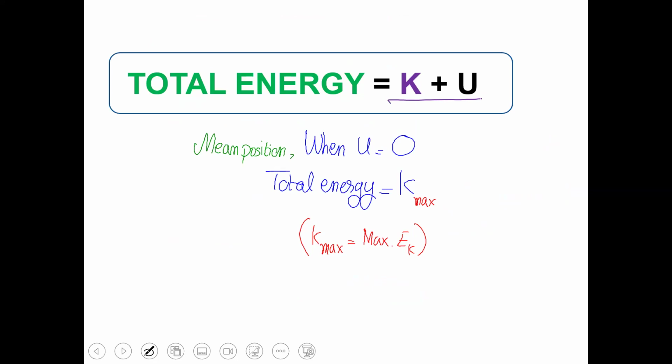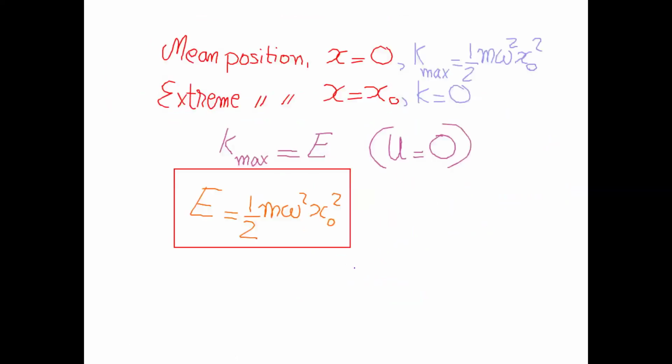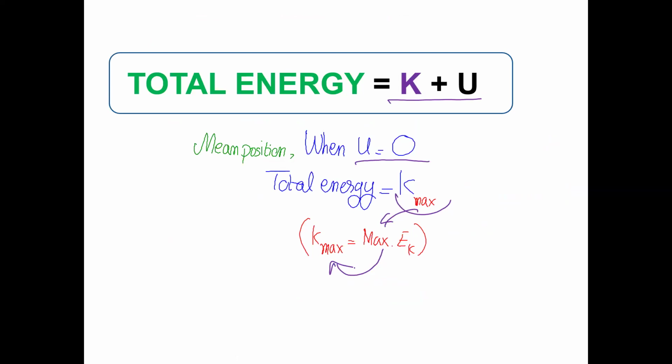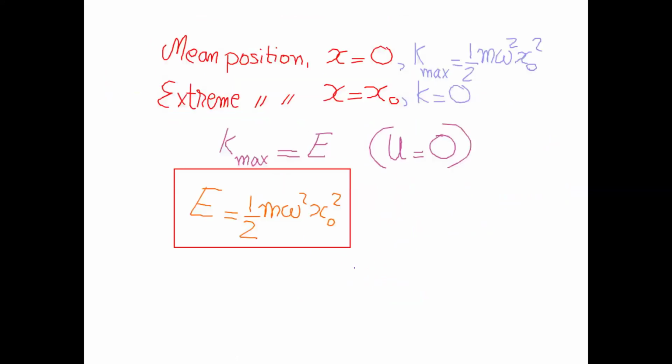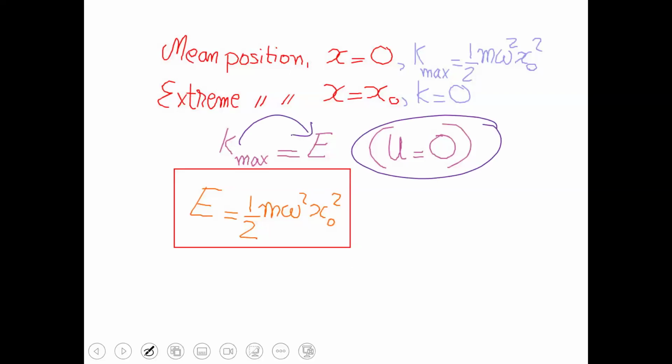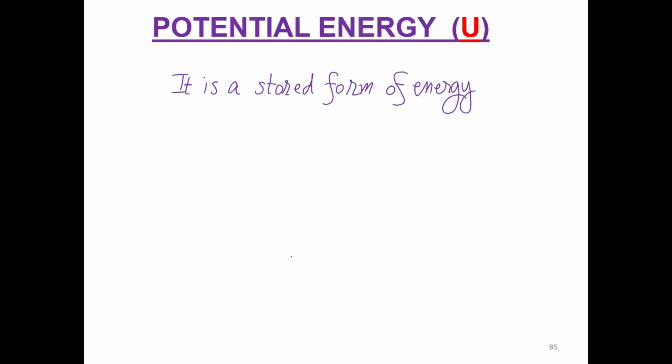At the mean position, potential becomes 0 and kinetic is maximum. This maximum kinetic is equal to K maximum. Now, if we take the mean position, our potential is 0. So the maximum kinetic energy becomes equal to total energy. This is the formula for total energy.